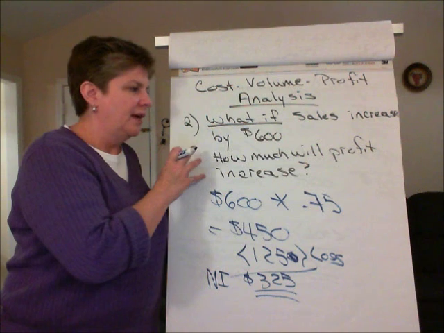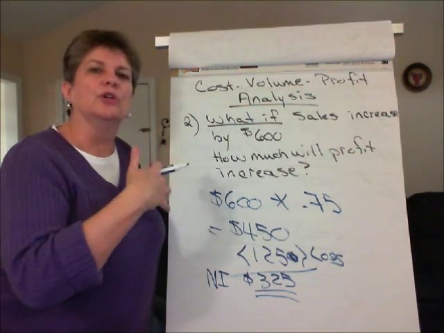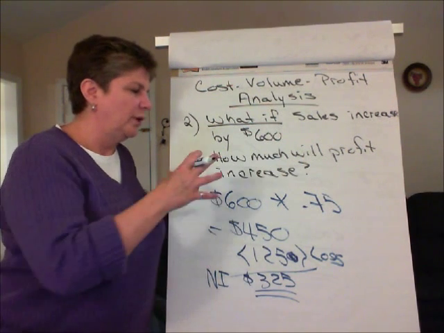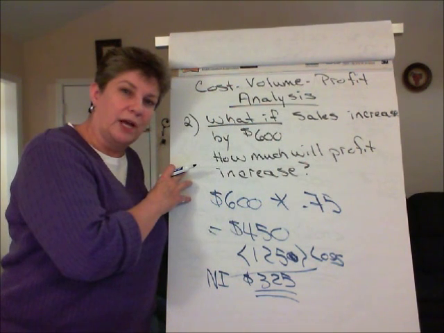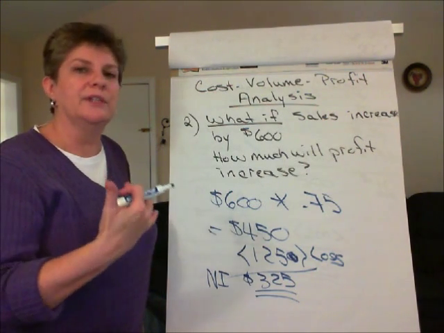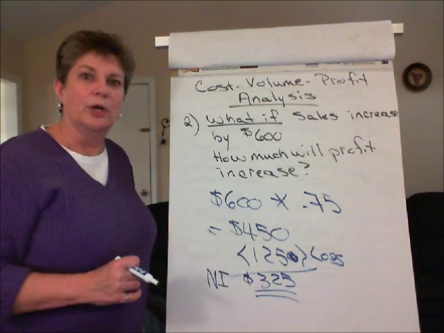If it's asked, how many additional units do we need to sell, or that sort of thing, then we use the contribution margin per unit. If it asks for sales dollar increase, then we use contribution margin ratio.